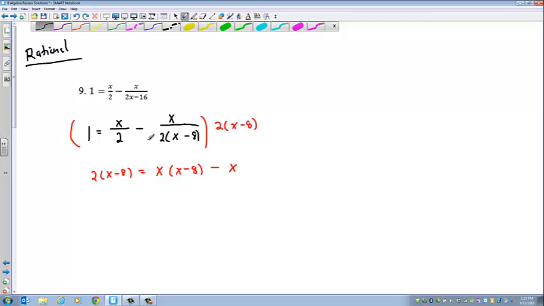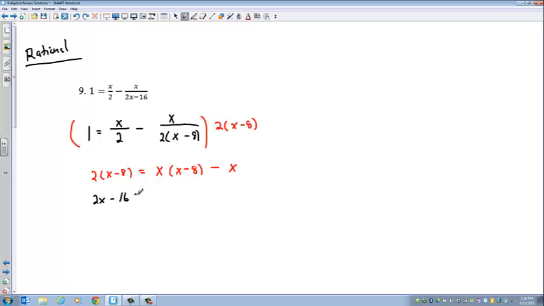Alright, so this is definitely better than what we started with, and what you want to do now is multiply through by the 2 here, so 2 times this and 2 times that, so you get 2x minus 16. The fancy word for that is you want to distribute the 2 through, so everybody gets a 2. That's called the distributive property. It's like if I distribute $1 to each student in the class, each student gets $1, so now each expression gets a 2. And now each expression here gets an x, so you have x times x, which is x squared, minus x times 8, so 8x. Then you have minus x on the end.